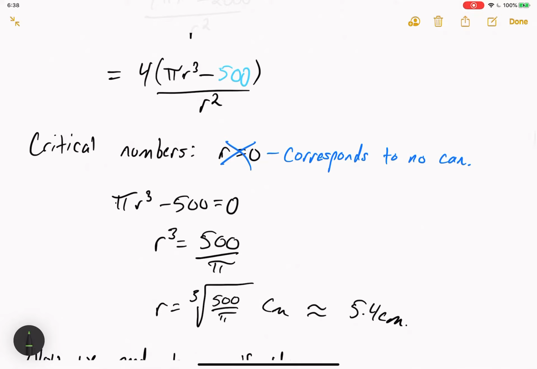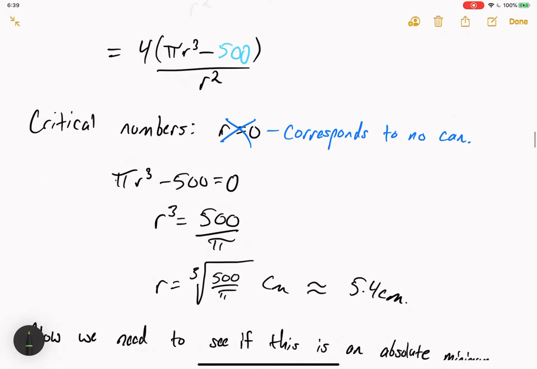The critical numbers are, again, when the derivative is undefined or equal to 0. So one of the critical numbers will be r is equal to 0, where it is undefined. But that corresponds to no can, because a cylinder with radius 0 is meaningless. You could have an infinite number of those. Those are nothing. So we're going to disregard that.